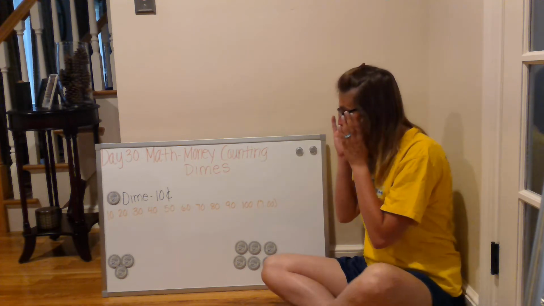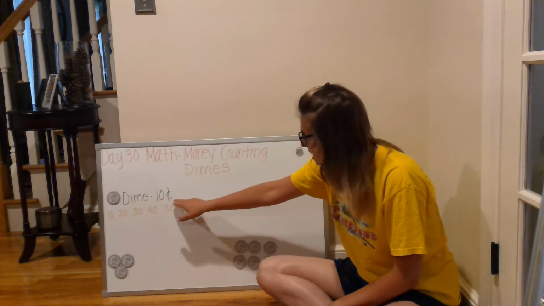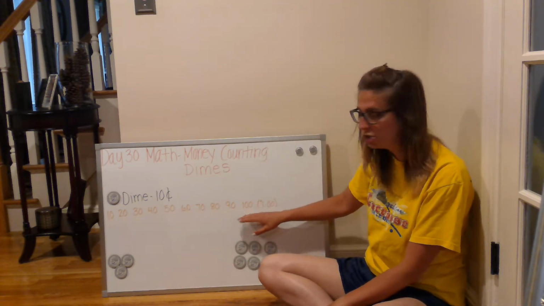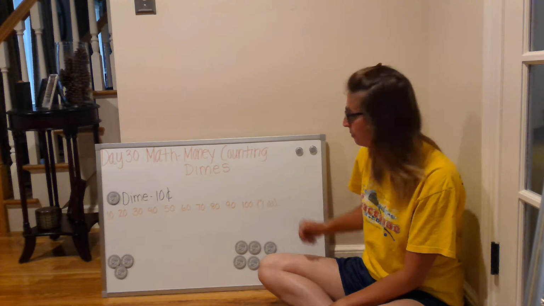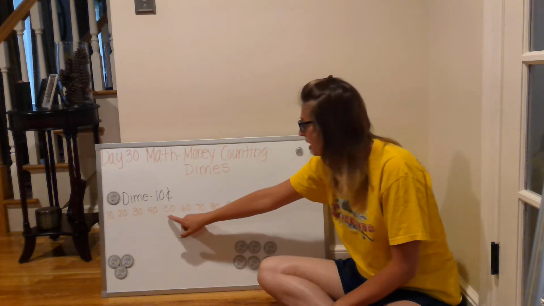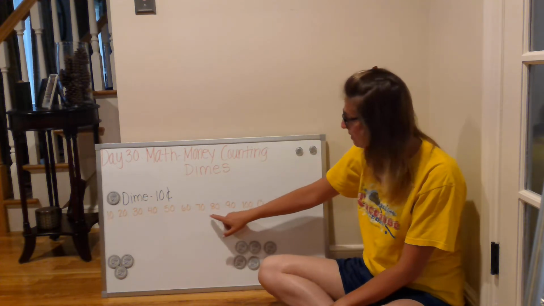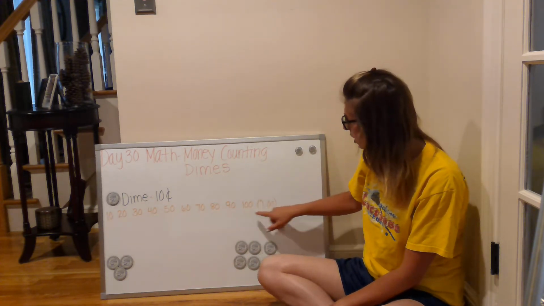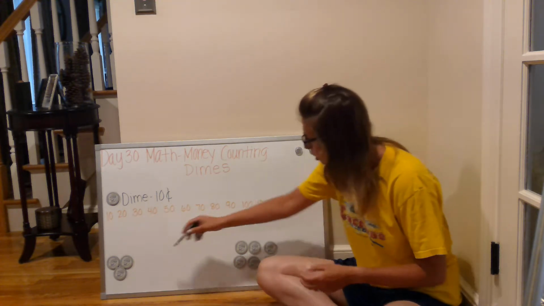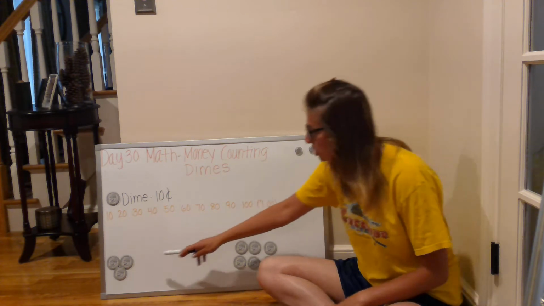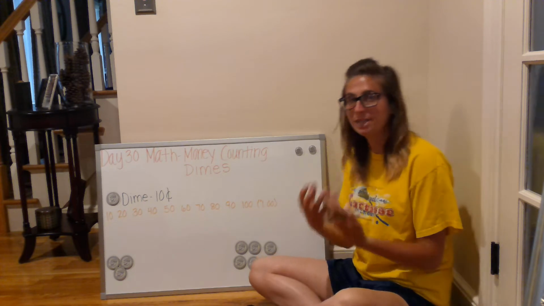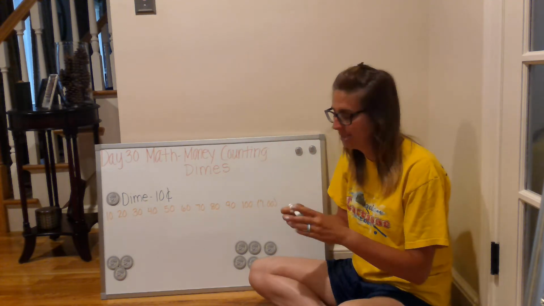So remember, a dime is worth 10 cents. So we're going to count from 10 all the way to 100, which equals $1. So let's count together. 10, 20, 30, 40, 50, 60, 70, 80, 90, 100, which is $1. So now I'm going to model 2 examples on my whiteboard to determine how much each group is. Remember, we're only working with dimes and we're only going to be counting by tens today.